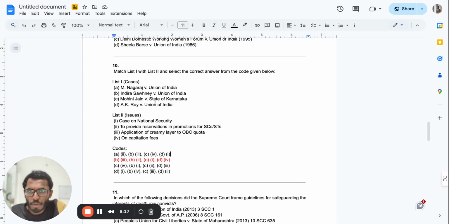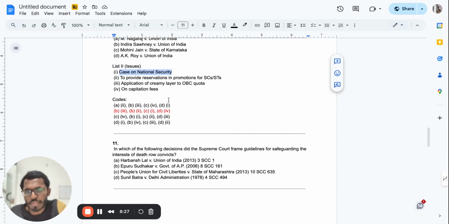Now, C is about Mohini Jain versus State of Karnataka. In A.K. Roy versus Union of India case, national security was basically discussed over here. What happened over here on capitation fees was basically decided in the Mohini Jain case.